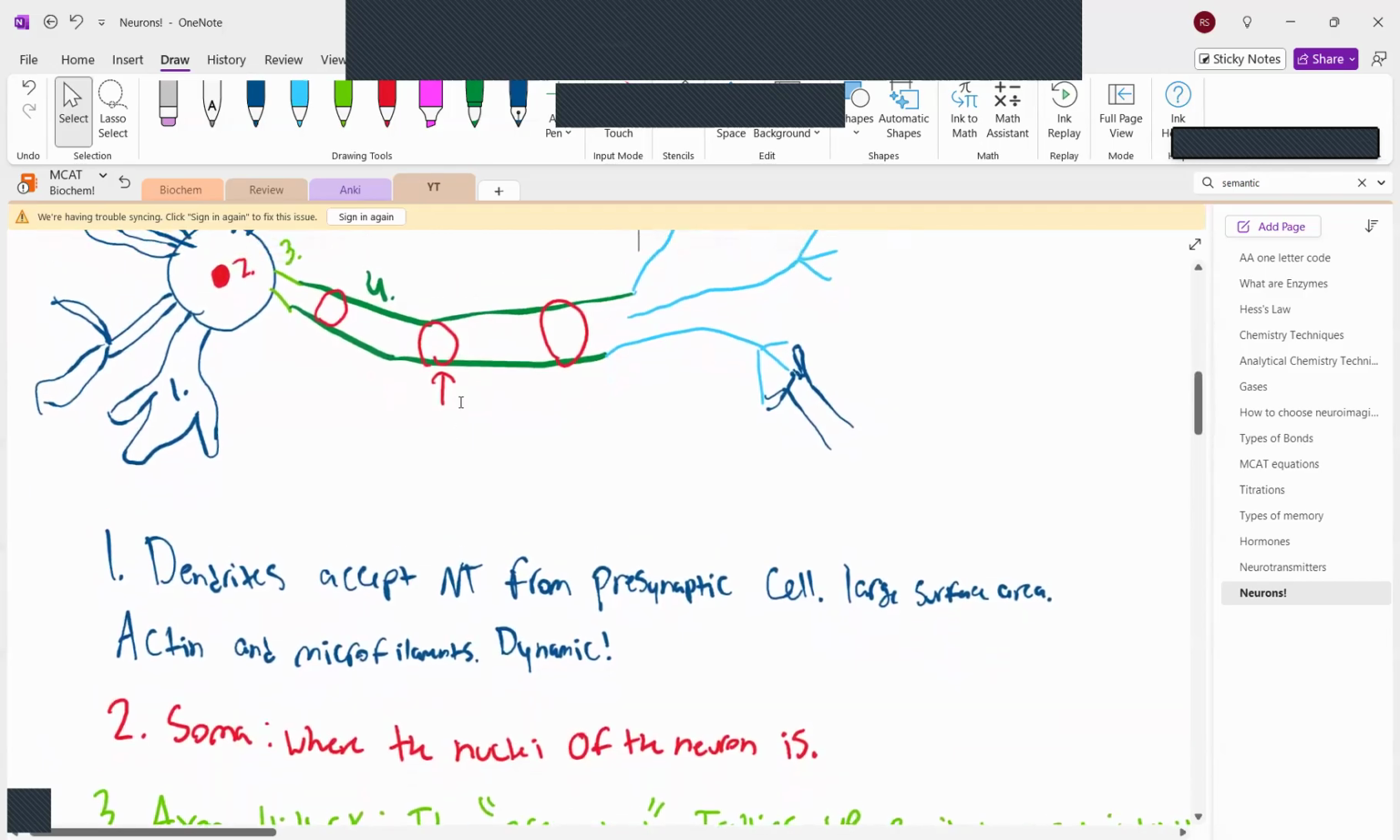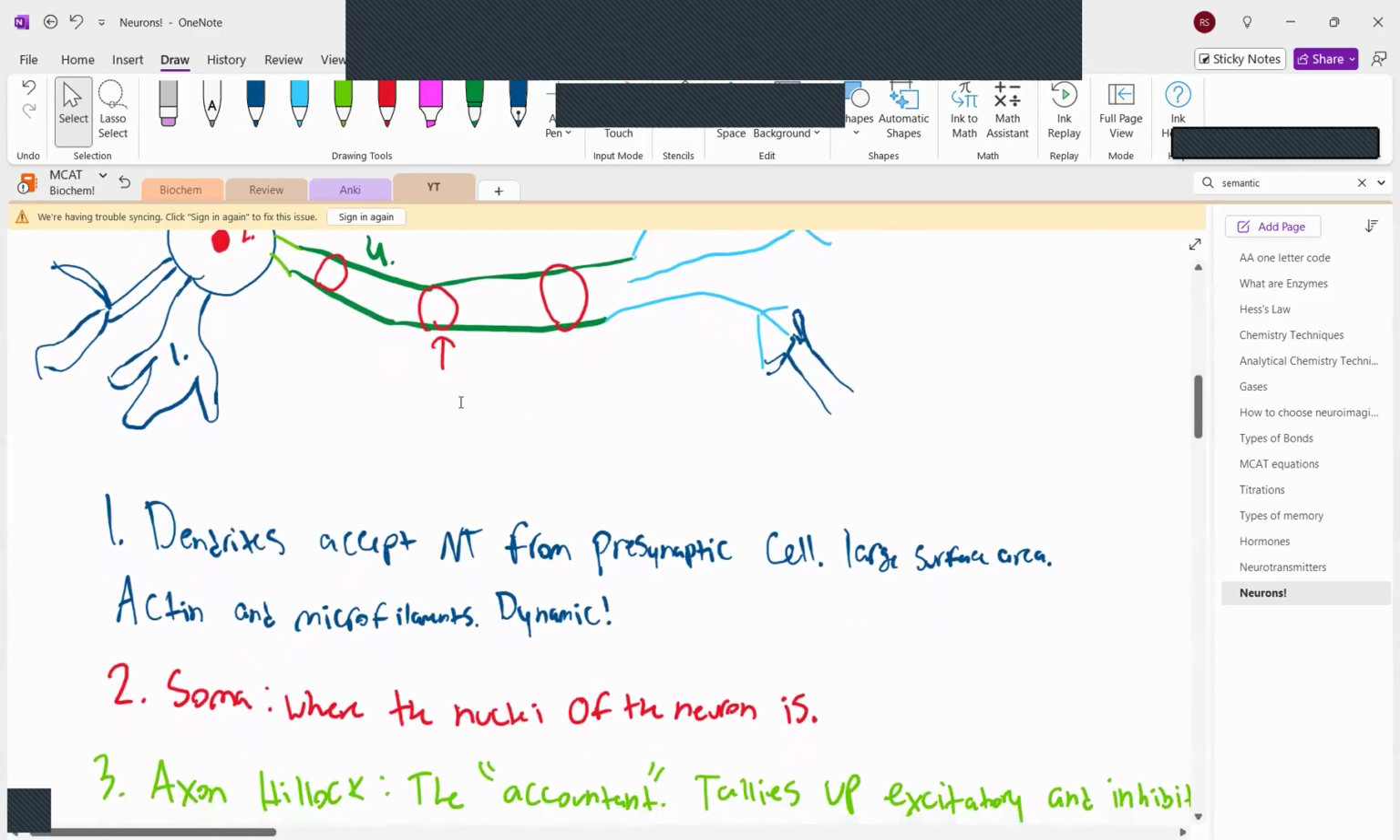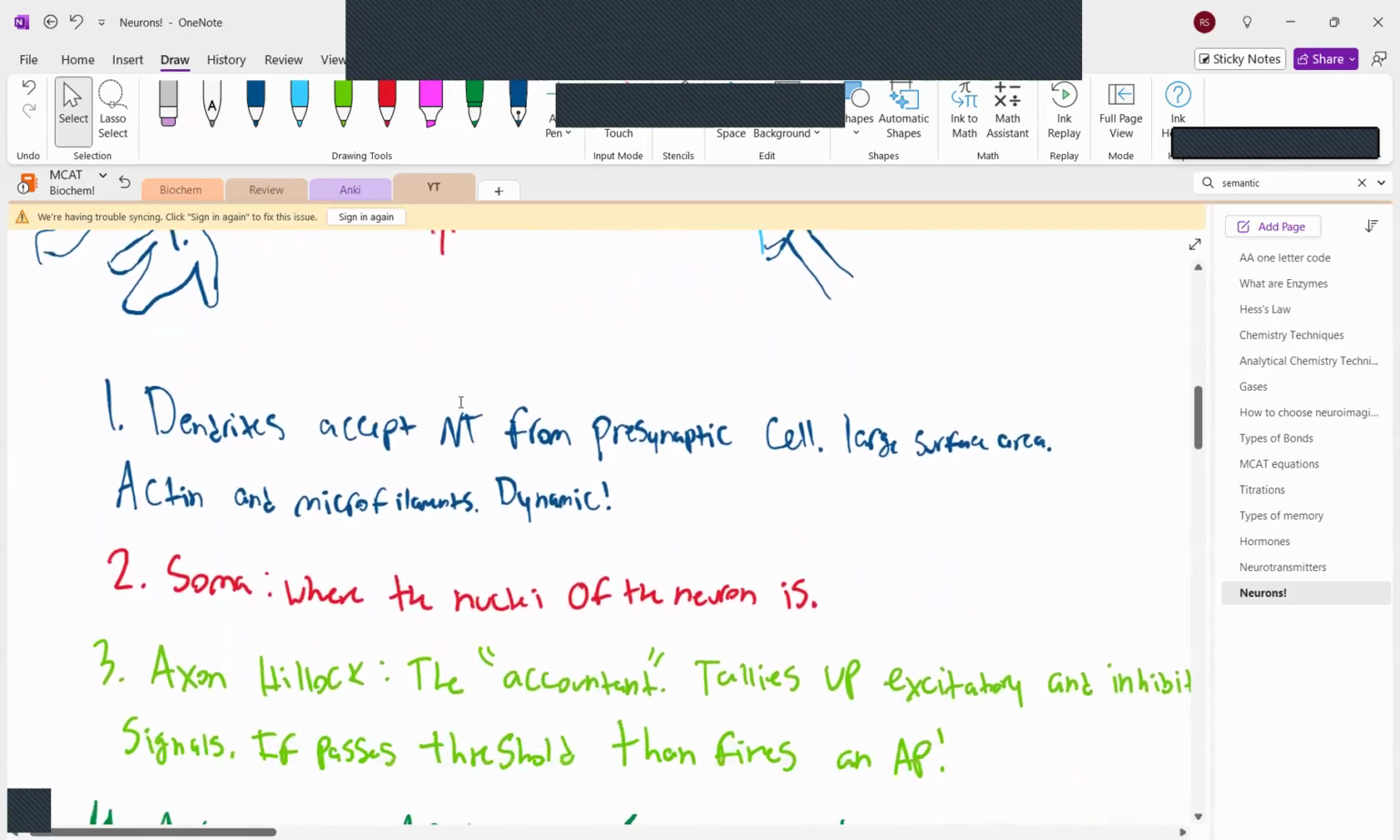The soma is where the nucleus of the neuron is, along with all that fun stuff, like the cytoplasm and the Golgi. So the organelles are in the soma.